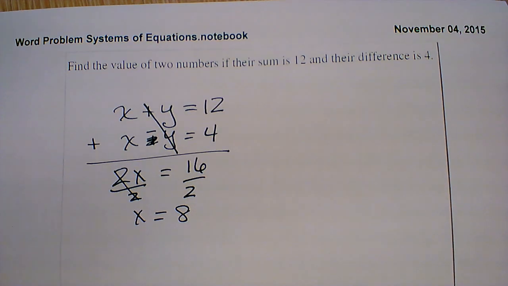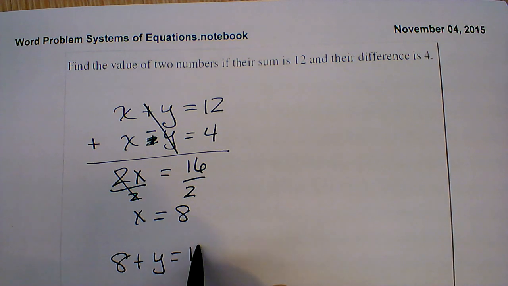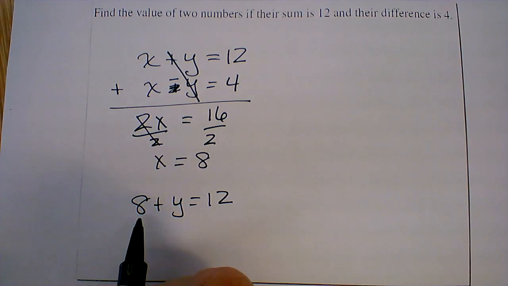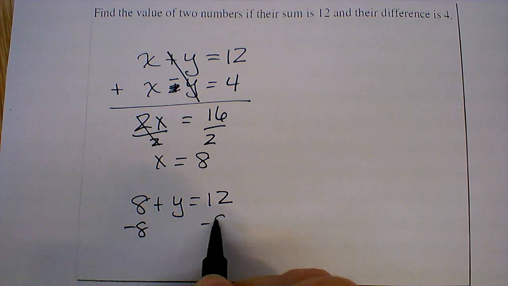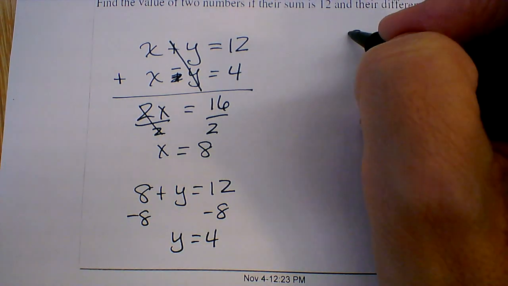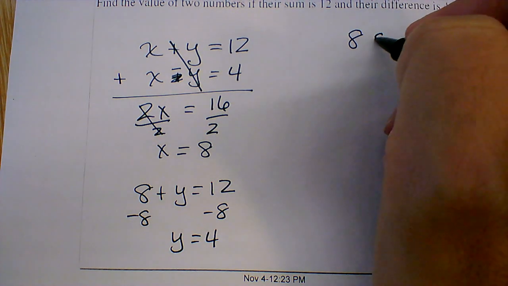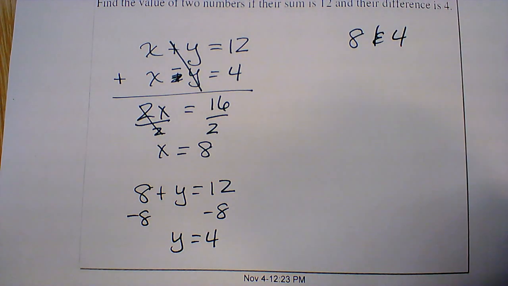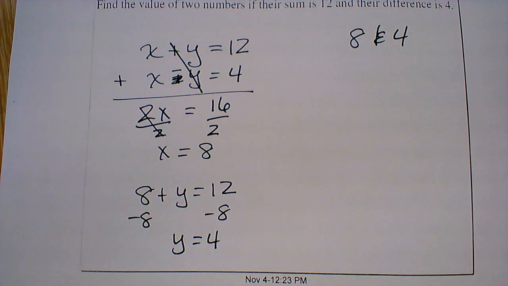Now I have my x, and I'll plug it back into one of my equations to find my y. So 8 plus y equals 12. We'll subtract 8 from both sides, and y equals 4. So in this case, my 2 numbers are 8 and 4. I won't write these as an ordered pair because this really isn't a coordinate point. It is the answer to the question what the 2 numbers are.